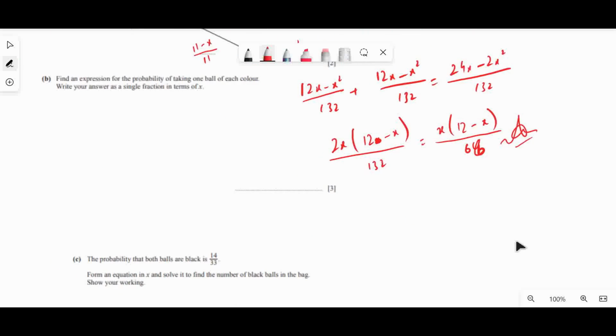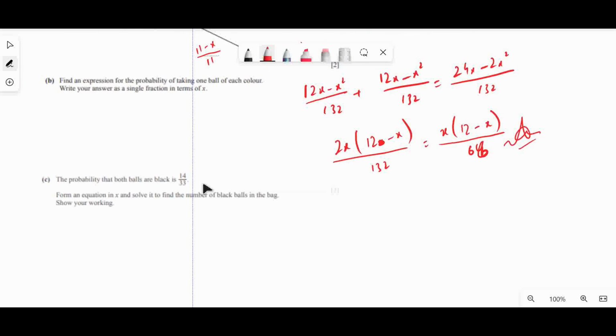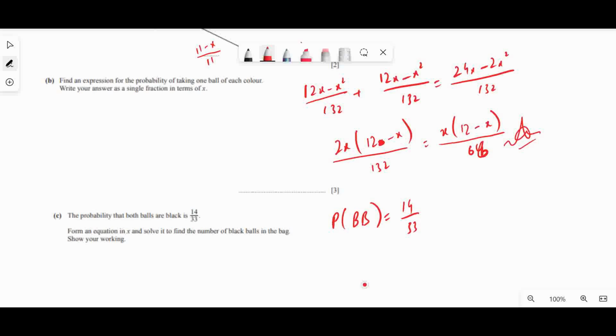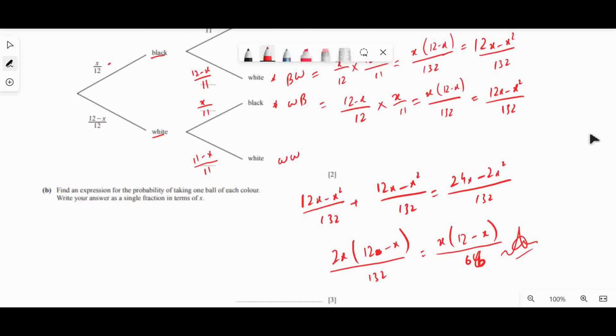Let's move to the next one. The probability that both the balls are black is 14/33. Form an equation and solve it to find the number of black balls in the bag. Now it means that the given thing is that the probability that both the balls are black is 14 by 33.